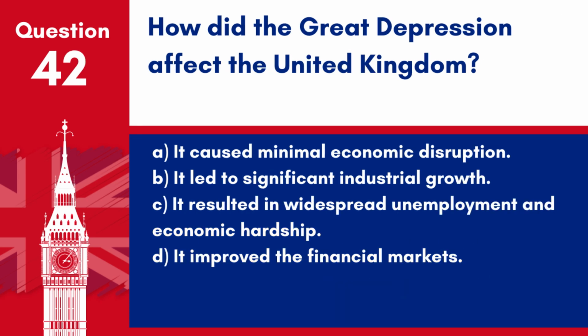Question 42. How did the Great Depression affect the United Kingdom? A. It caused minimal economic disruption. B. It led to significant industrial growth. C. It resulted in widespread unemployment and economic hardship. D. It improved the financial markets.